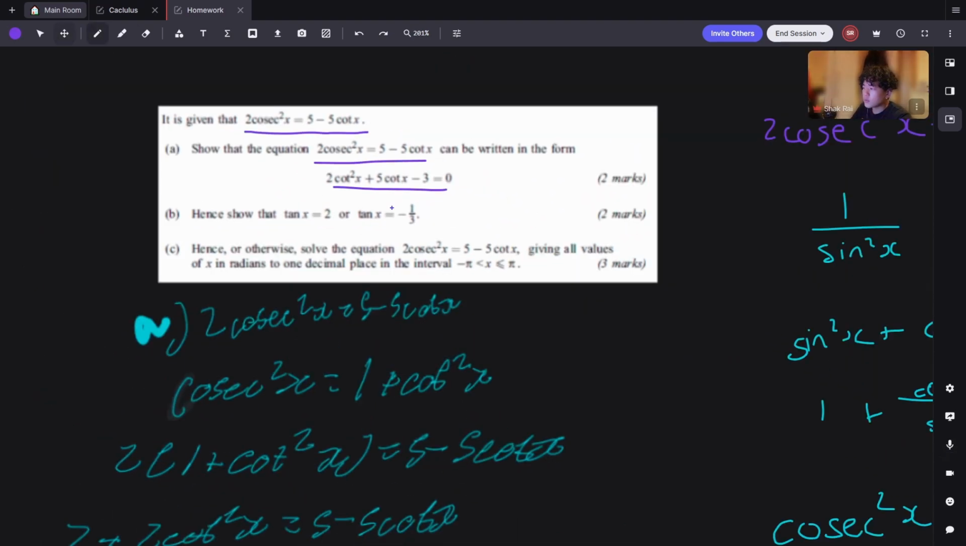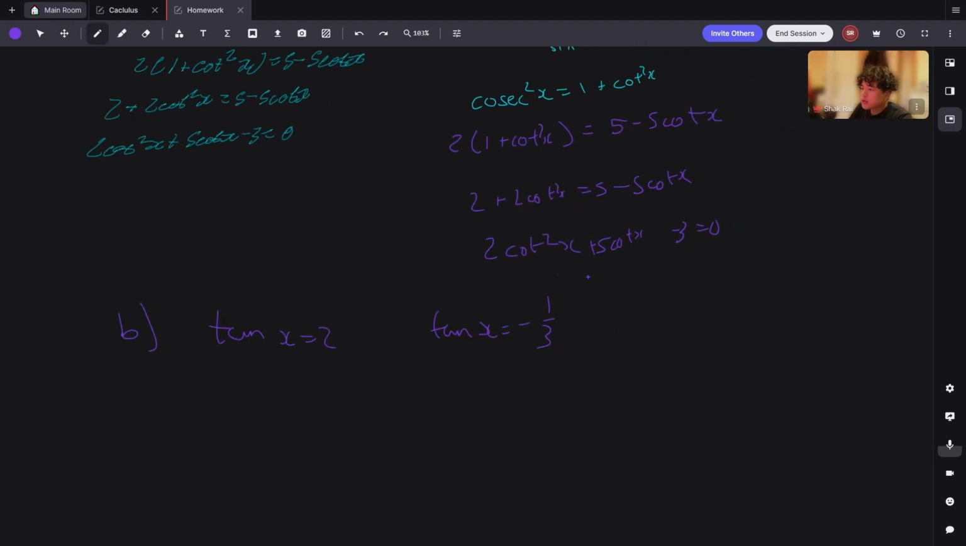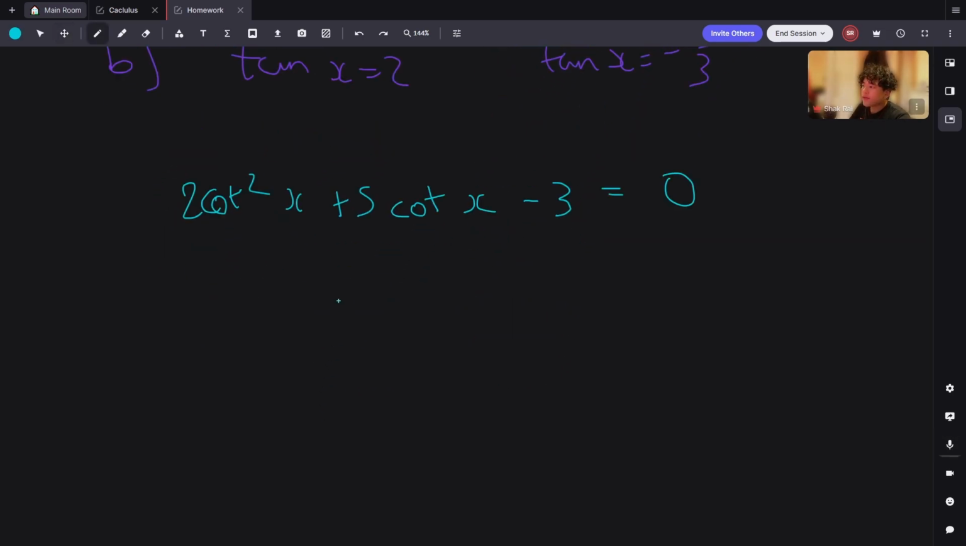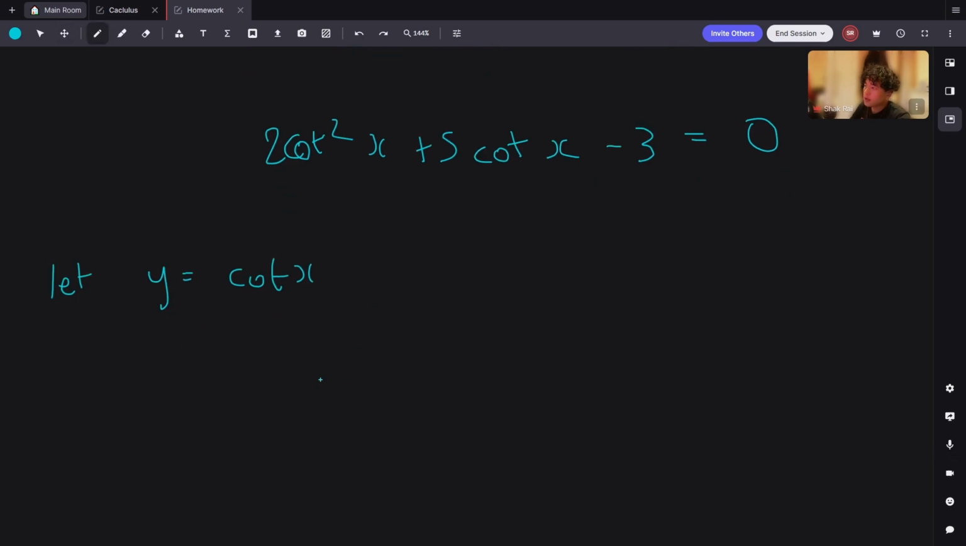Which is what this equation is here. Cool. So part B says, hence show that tan x equals 2 or tan x equals minus a third. So let's go about solving this. We have 2 cot squared x plus 5 cot x minus 3 equals 0. From here, it's just a hidden quadratic. So let y equal cot x. So 2y squared plus 5y minus 3 equals 0.